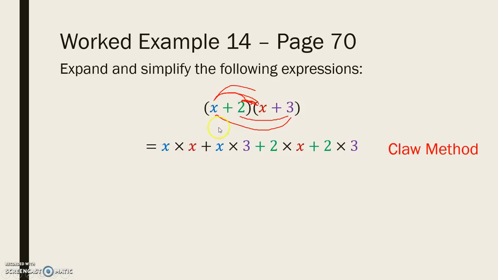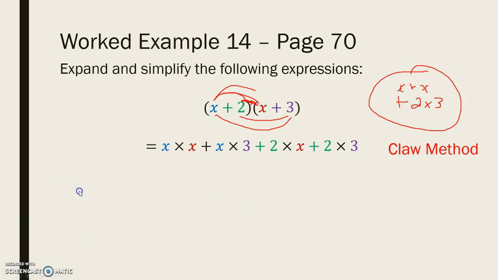X times x is that one. X times 3 is that one. Positive 2 times this x, and then positive 2 times 3. Now what students tend to forget to do is do it by every term. So one of the biggest mistakes here is that they multiply the x by the x, first times the first, and then they do the last times the last. They forget the two middle steps.